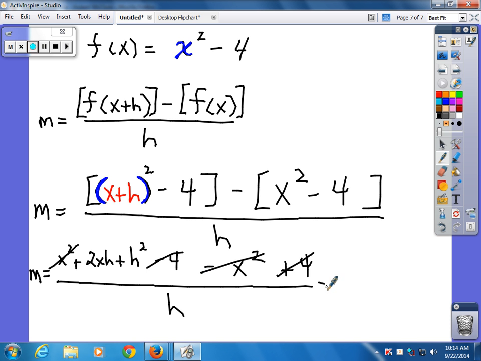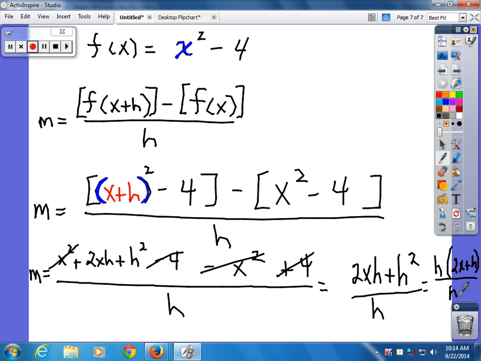And that's going to leave you with 2xh plus h squared over h. And that's going to leave you with h times 2x plus h over h. And your answer, your college algebra answer, is 2x plus h. What if I plug in h is equal to 0? What's the answer? 2x. And that's your calculus.